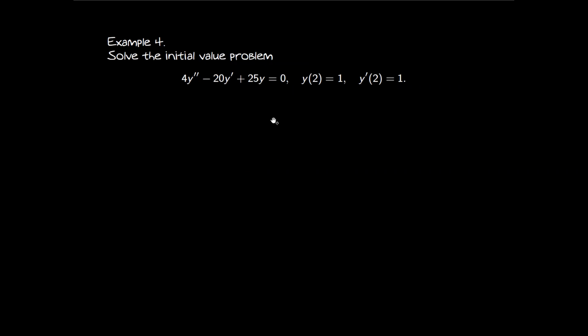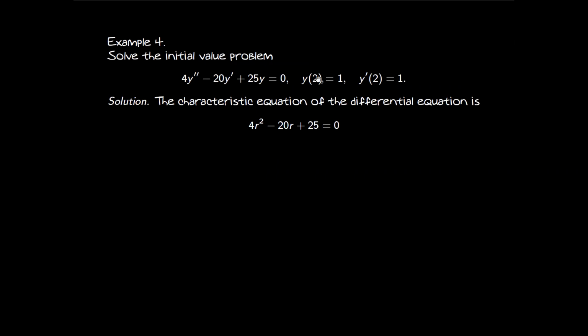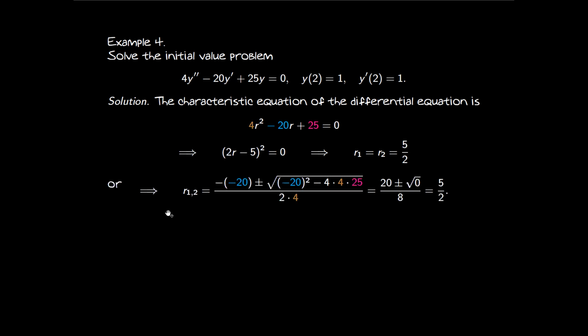First of all, we get the characteristic equation of the differential equation. Once again, you change the derivatives into the corresponding powers. For this quadratic equation, you can solve it by factoring the polynomial. It's actually (2r minus 5) squared, so that you can get your r1, r2. The two roots are both going to be 5/2. Once again, if you want to use the quadratic formula, it's definitely possible, and you'll get the same roots.